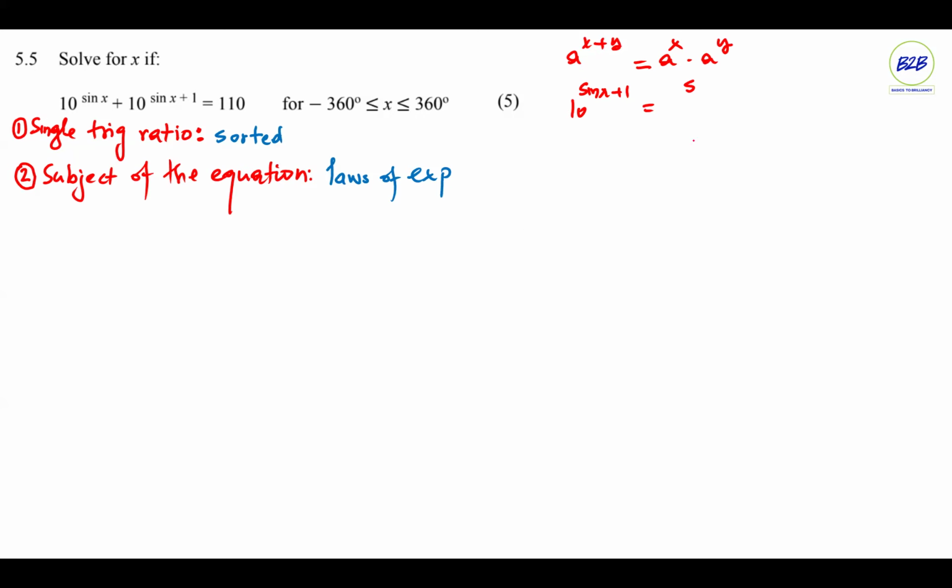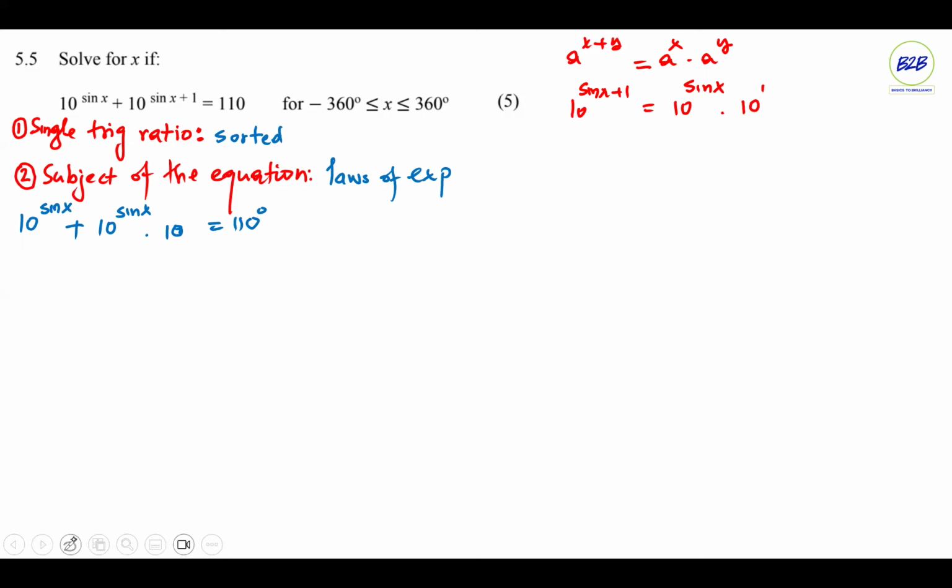The base is 10. It will be 10 to the power sine x times 10 to the power 1. So that is one of the exponent laws that we will apply in this problem. So let us then apply it. It will be 10 to the power sine x plus 10 to the power sine x times 10 to the power 1, all equal to 110.